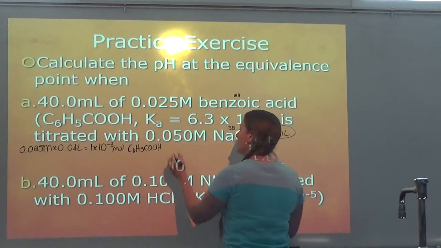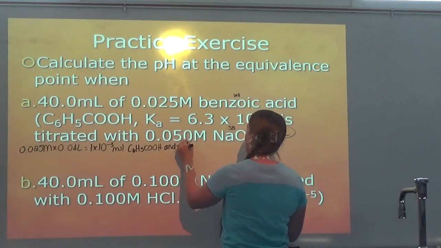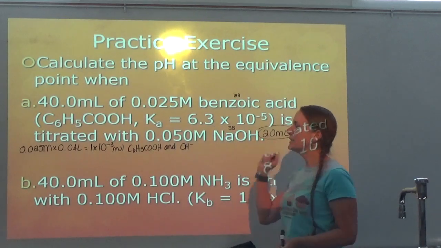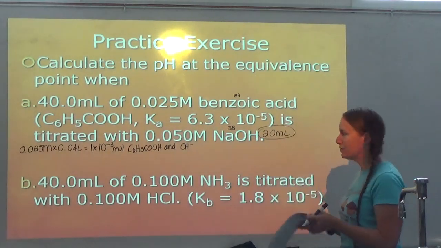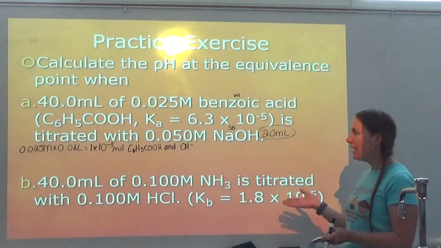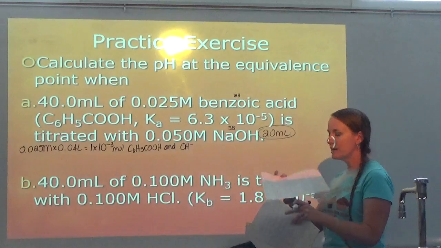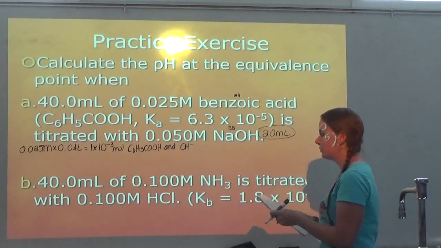But remember, we're at equivalence point, so that is also how many moles of my base, because if you do 0.05 times 0.02, you're going to get the same number. All right, so I got that. So now I've got to set up my BCA chart first. And remember, for a BCA chart, we can plug in moles, so we don't need to change to molarity.